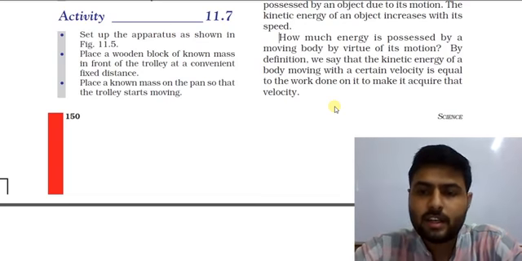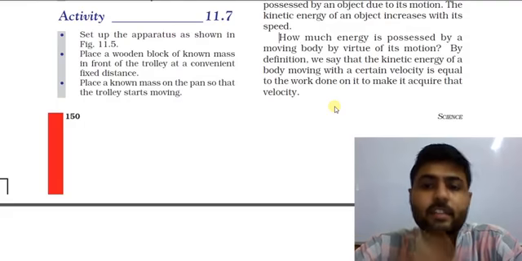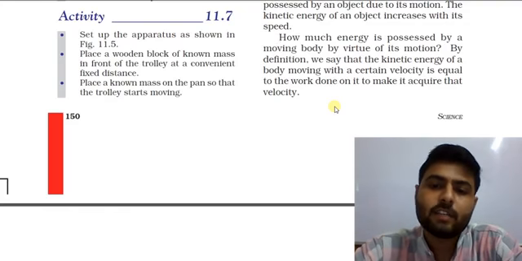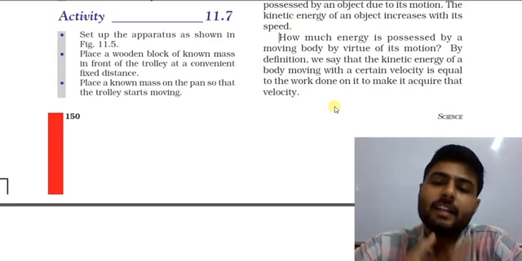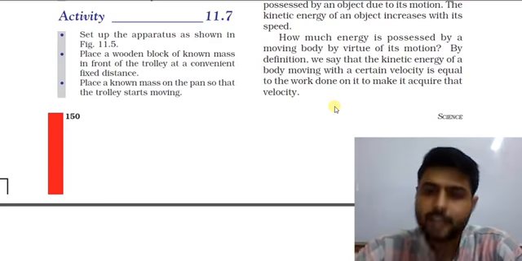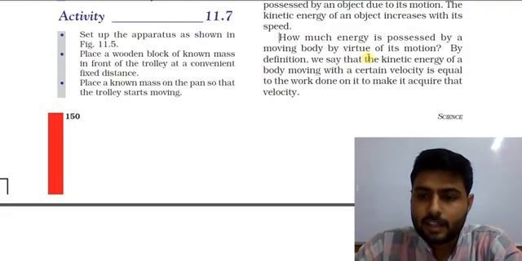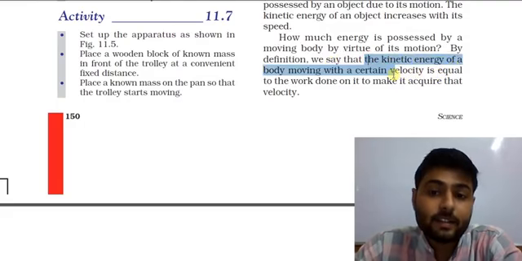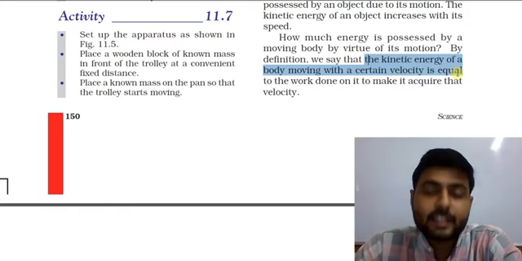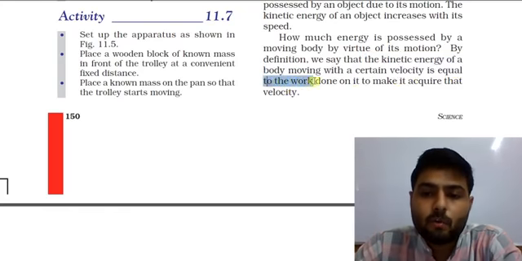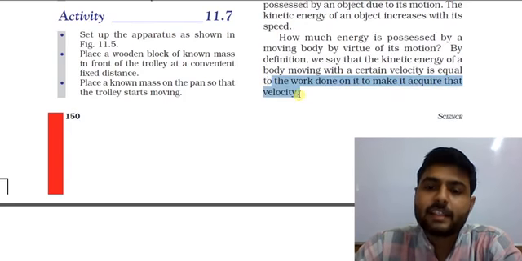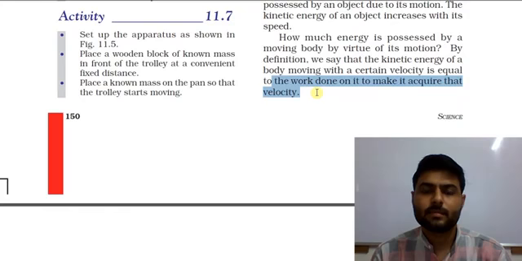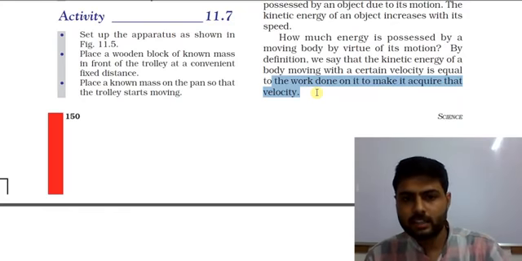By definition, we can say that the kinetic energy of a body moving with a certain velocity is equal to the work done on it to make it acquire that velocity. Let's understand this sentence.